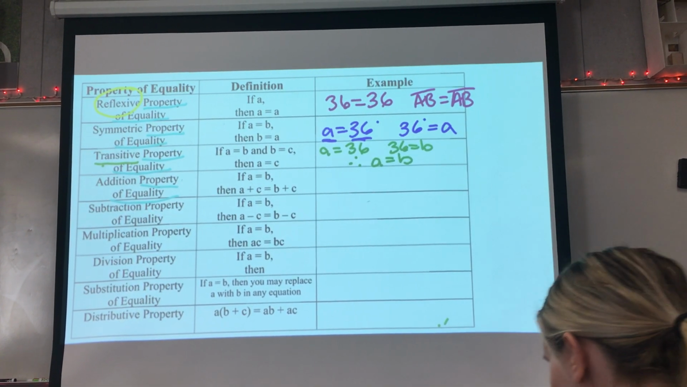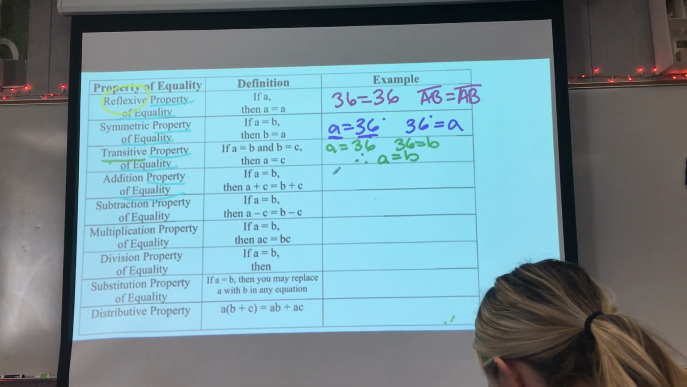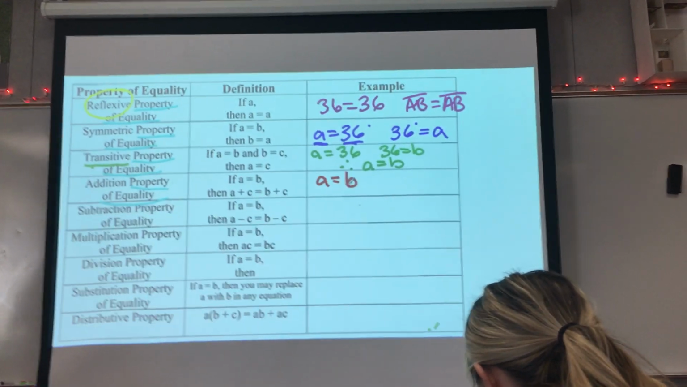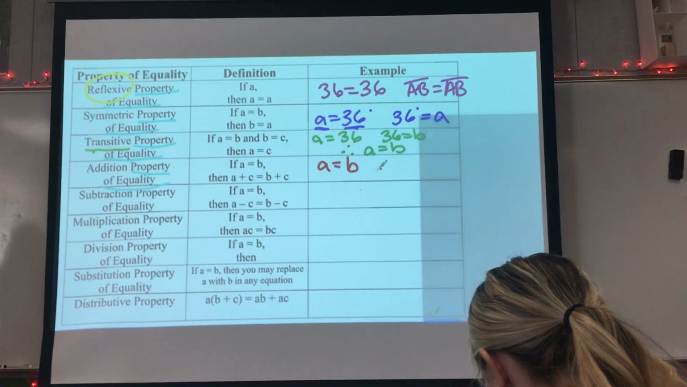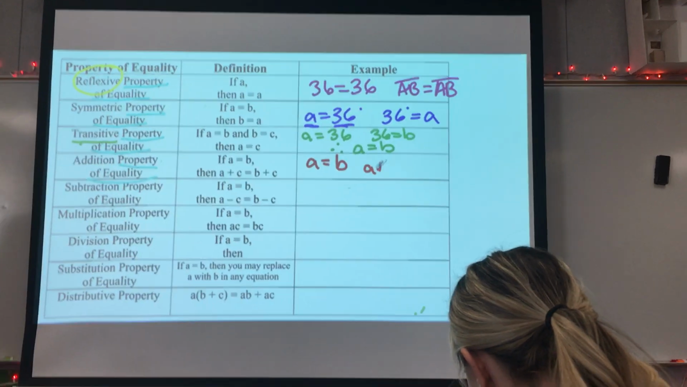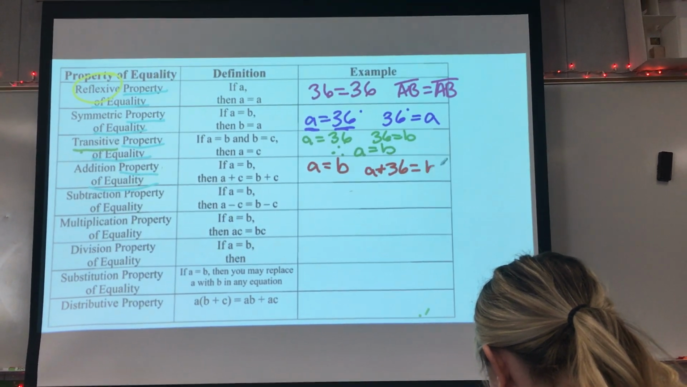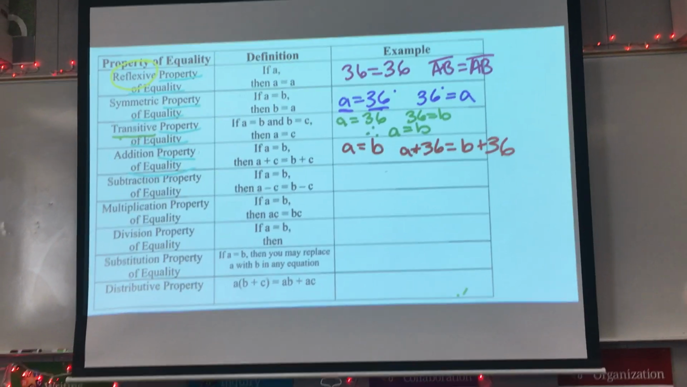The addition property of equality is if A is equal to B, I can have A plus 36 is equal to B plus 36.